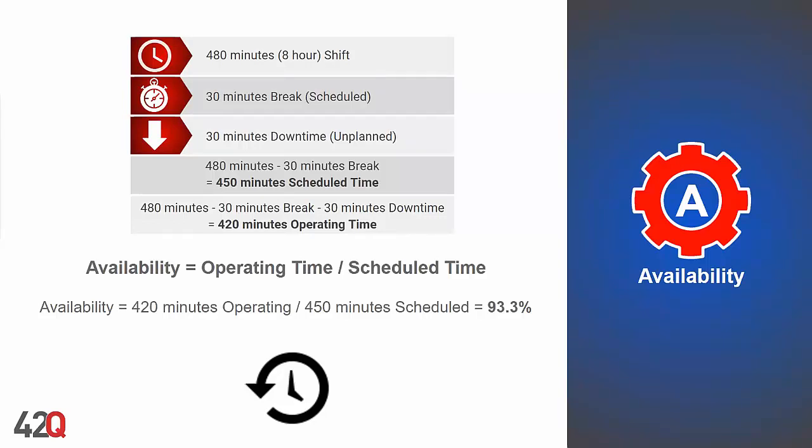But again, all these factors are important, but they individually do not give you the full picture, because again, we have 93.3% availability. That means the equipment was up and running 93.3% of our scheduled time. We don't know, was there an operator there so the units could actually be made? Were the units good? We don't know any of that just by looking at the availability. So now we'll take a look at our next factor.